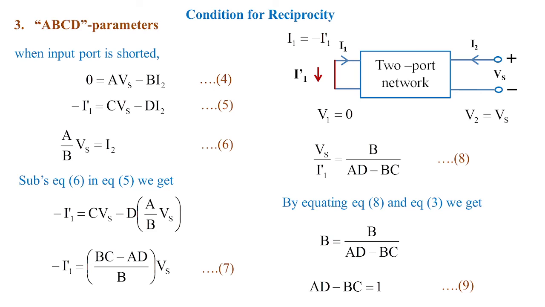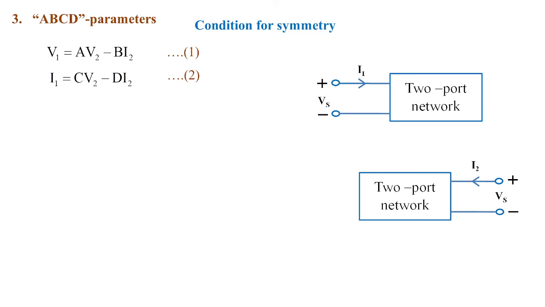Later on we are going to tabulate all these values in a tabular column in order to understand how we have obtained the condition for reciprocity as well as symmetry. Now let us go for the condition for symmetry for ABCD parameters. For that we need to open circuit the output port as well as the input port step by step.